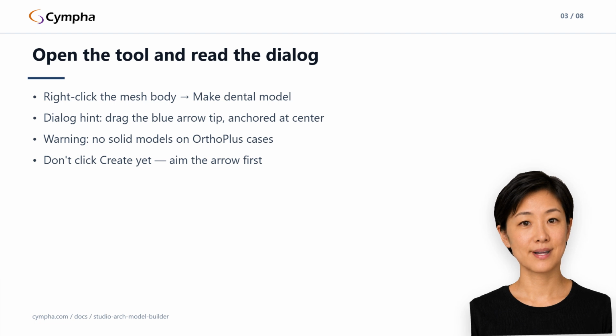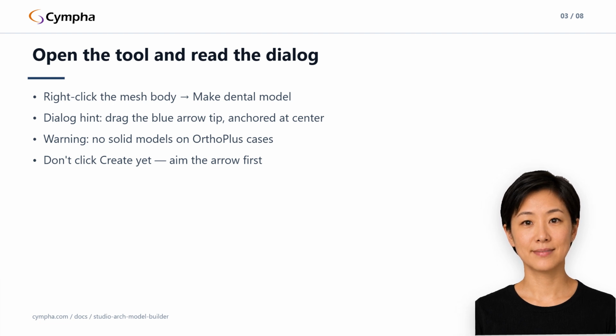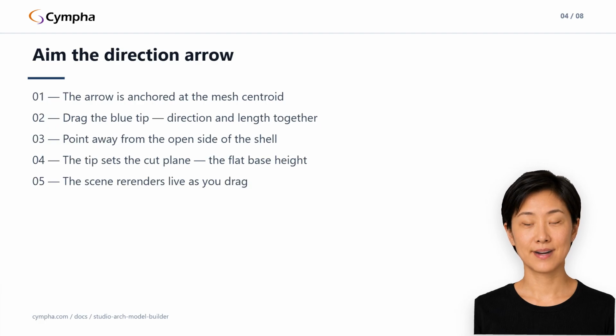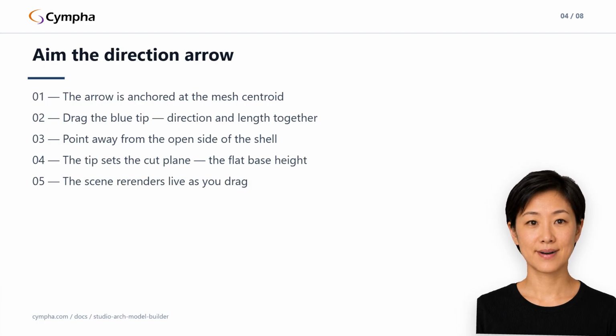Here's the sequencing that matters: don't click Create yet. The dialog stays open while you aim the arrow in the 3D view, and the aim is the whole job. The arrow widget is the heart of the tool. Its base is anchored at the centroid of the mesh, and it starts pointing straight down in a fresh session.